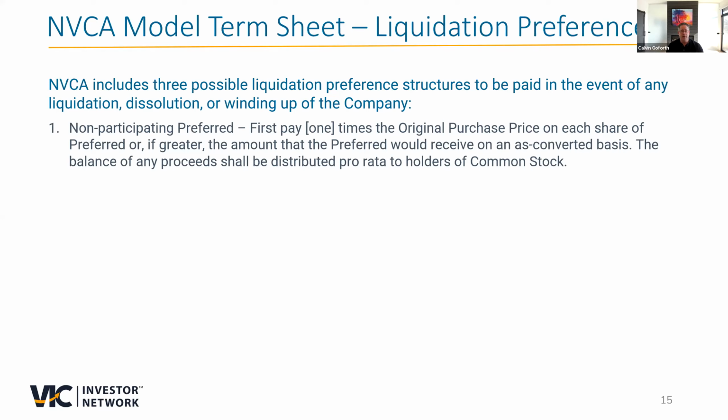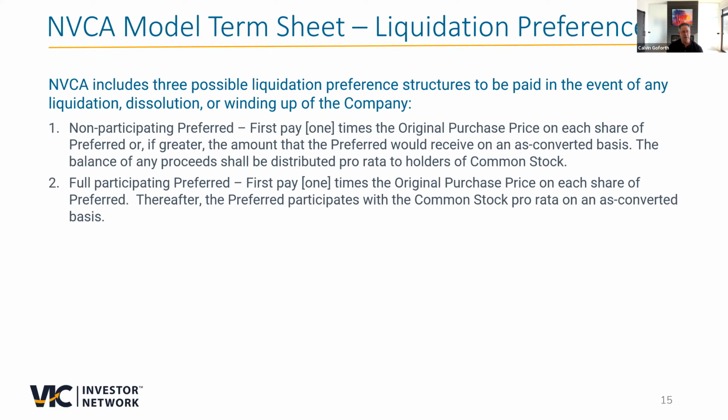So what this means is if there's an exit that's large enough that it would pay back on a percentage ownership basis more than the original purchase price, then everything's calculated on a pro rata ownership basis. Although there could be a return multiplier, meaning at first you have to pay 2x, or the pro rata has to be greater than 2x to do it. But anyways, basically that's how non-participating preferred works, and I'll give an example on the next slide.